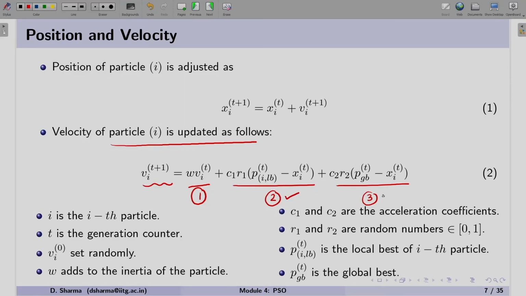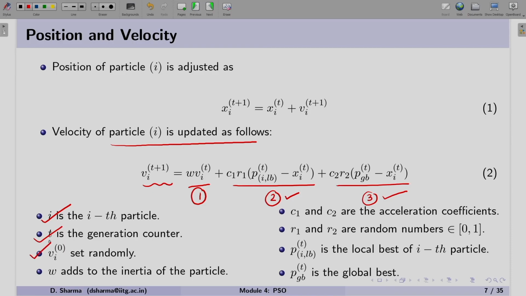However, in between, the component number 2 and component number 3 have some kind of a difference between the 2 vectors. We will discuss the velocity component in the next slide. In this equation number 2, there are various parameters we have used. Since we are saying i, i stands for the ith particle, t stands for the tth generation counter. So we can say it is the current generation counter.